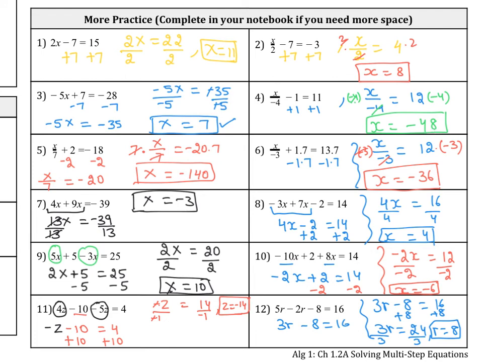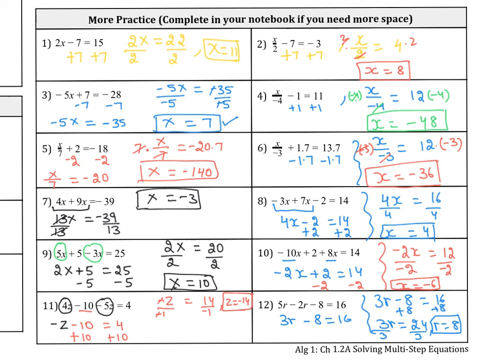For number 6, you're isolating the variable term by subtracting 1.7 on both sides. Then x over negative 3 is 12, and multiply negative 3 on both sides, you get negative 36. So for number 8, you're going to first combine the like terms. So the like terms are negative 3 and 7, which is 4x, minus 2 equals 14. So isolate the variable. You're going to add 2 on both sides, and then you're going to divide with the 4 to get the x by itself.